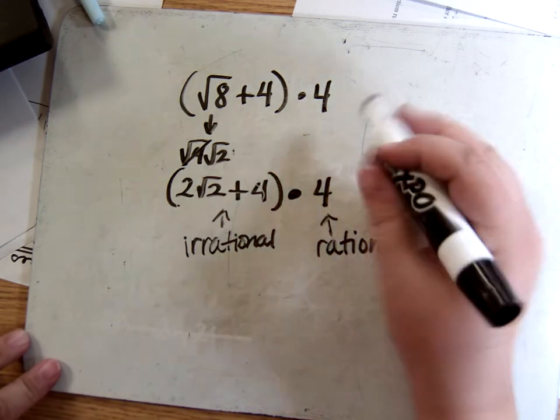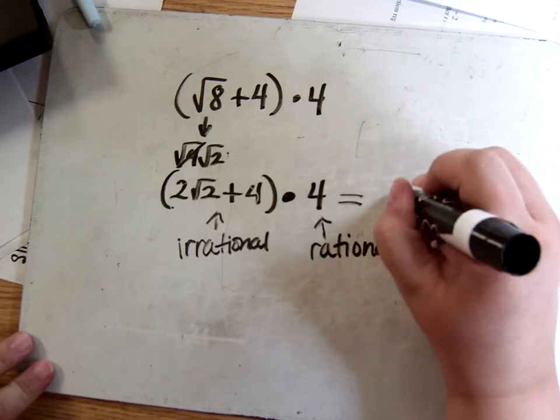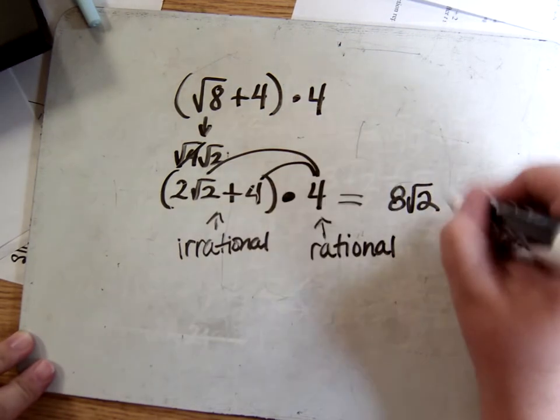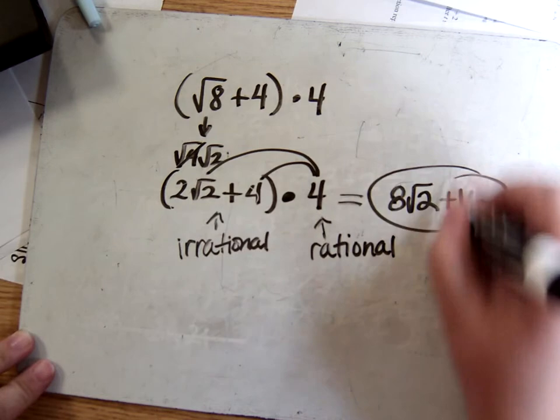If I multiply it, I would have to do the distributive property, and I would get 8 root 2, this is 4 times this, plus 16. Still irrational.